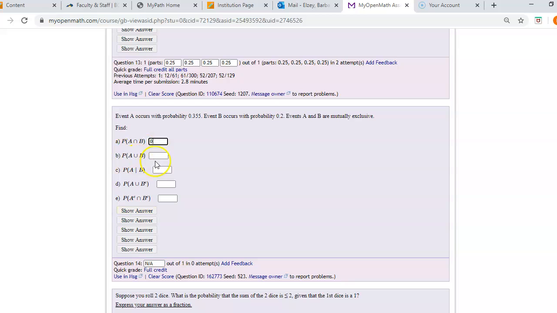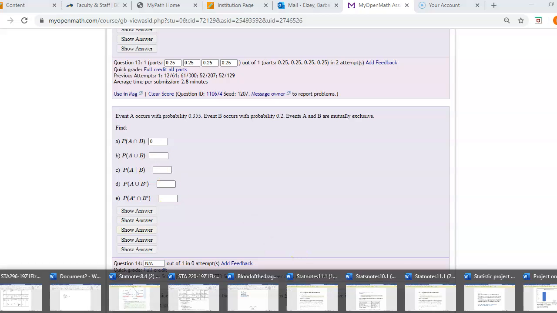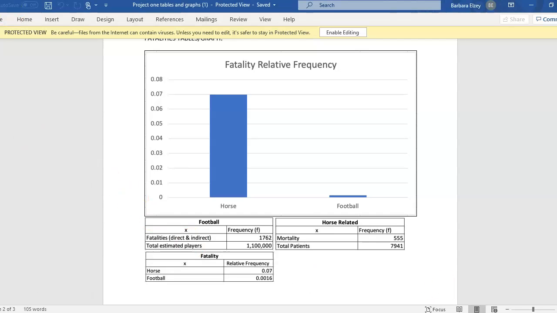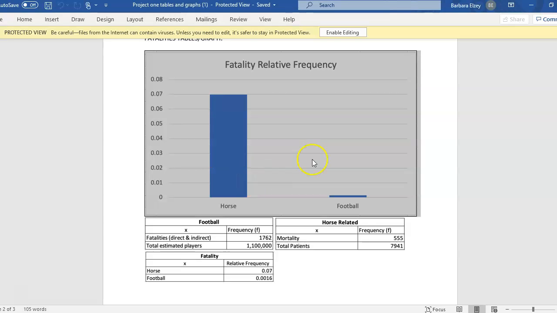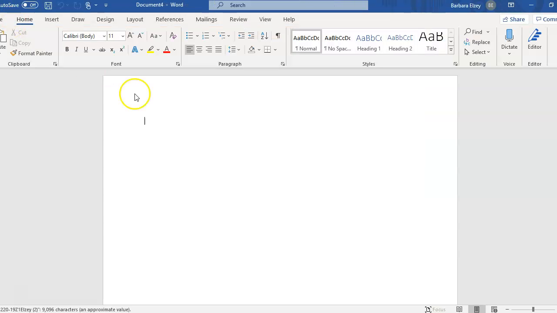Okay, now for part B, we want to find the union. For the union, we've got a formula. Let me open a new Word file to answer this. All right, so the probability of A union B is equal to the probability of A plus the probability of B minus the probability of their intersection.